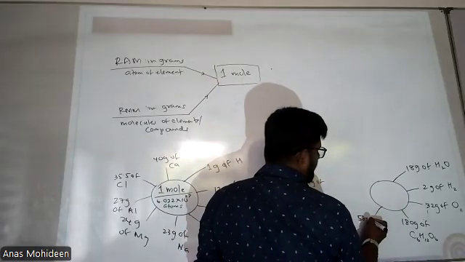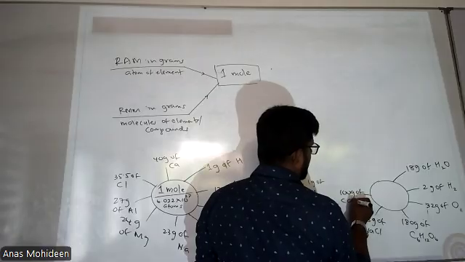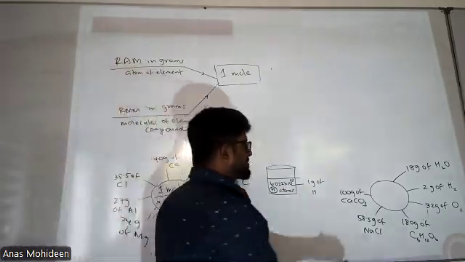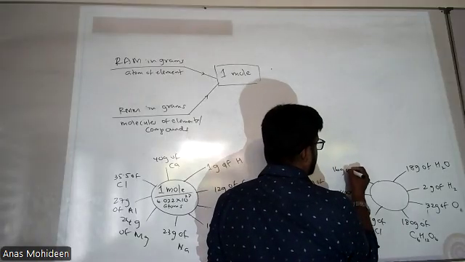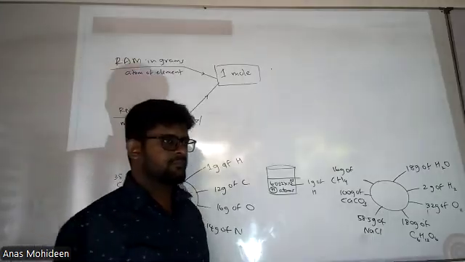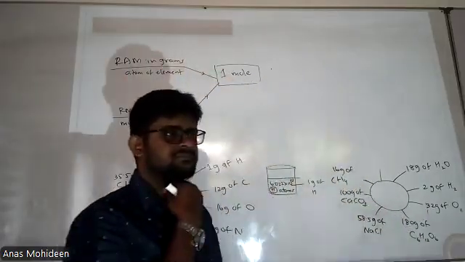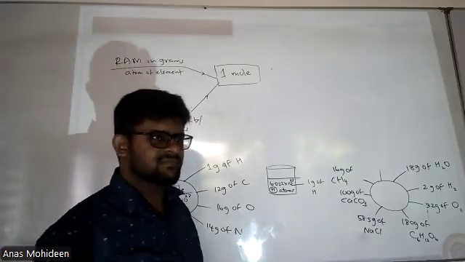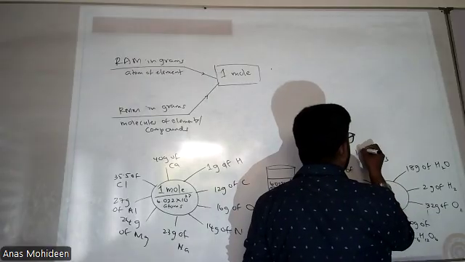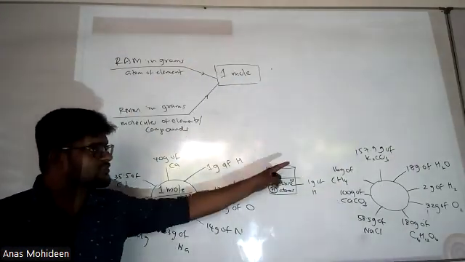Sodium chloride, 58.5 grams. Calcium carbonate, 100 grams. All these are molecules, right? Give me some examples. CH4, methane, 16, right? 16 grams of CH4, methane. Potassium carbonate, how much? K2CO3. Check how much it is. 157.9 grams of K2CO3. So this is the total mass they have.